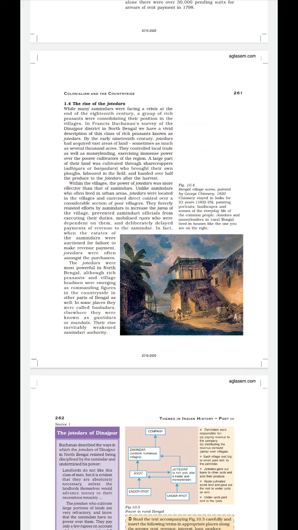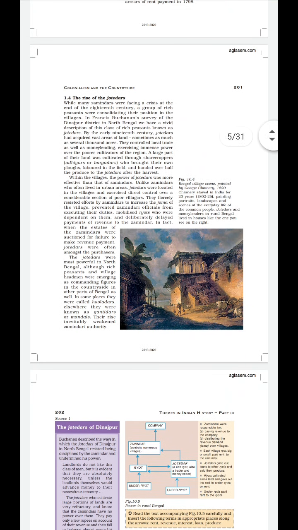As the Jotedars had large land, they used only a small area for themselves. The rest was cultivated through sharecroppers, who brought their own plows and used their own labor in the field. Clear? And after production, half of the production was given to the Jotedar. Now the Jamindars used to live in urban areas, in the cities and towns, whereas the Jotedars used to live in the village.